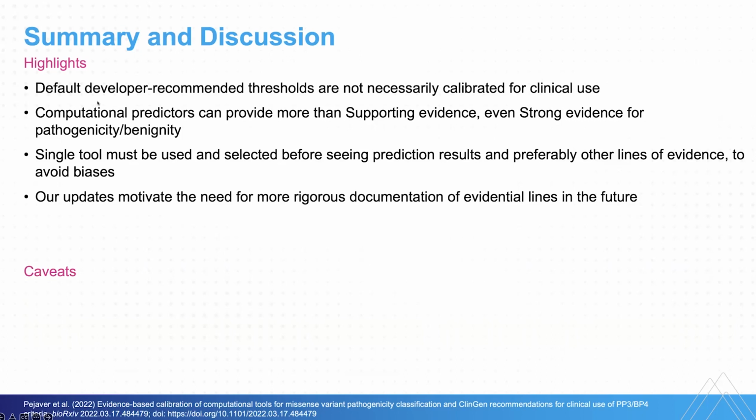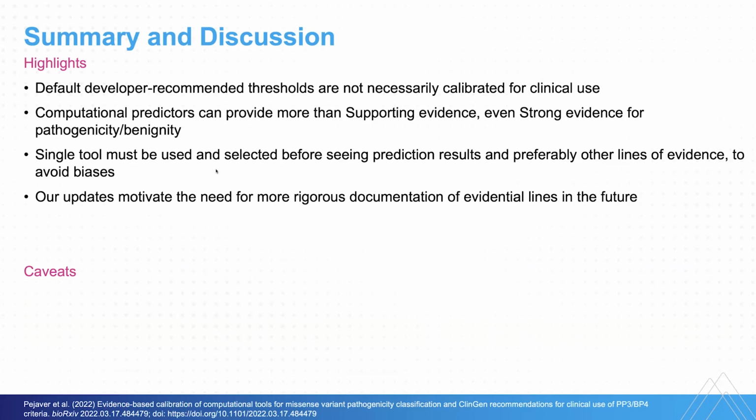The key take home is that developer default recommended thresholds are not always calibrated for clinical use. And I think this holds broader than even the context of genetic variant interpretation. And in this case, computational predictors can provide more than supporting evidence. And we recommend using a single tool without any access to the results, right? So before you see prediction results and before you ideally see other lines of evidence, you want to make the choice of that one particular tool.